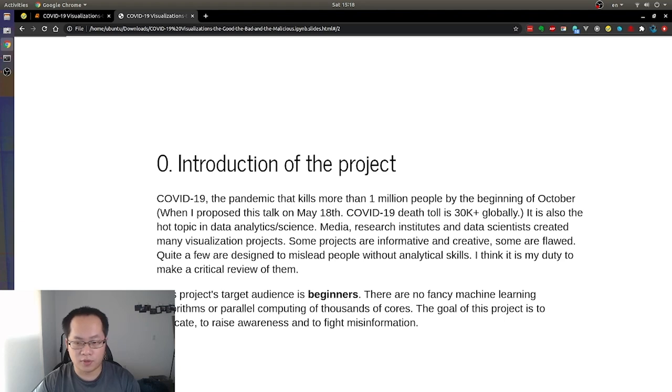I want to develop a methodology for myself to spot the good, the bad, and the malicious projects in terms of COVID-19 visualization. So there is no fancy machine learning algorithm. You can basically sit back and relax, and there's no parallel computing of thousands of cores. So yeah, the goal of this project is to educate, to raise awareness, and fight misinformation. Here, misinformation means misleading visualization.